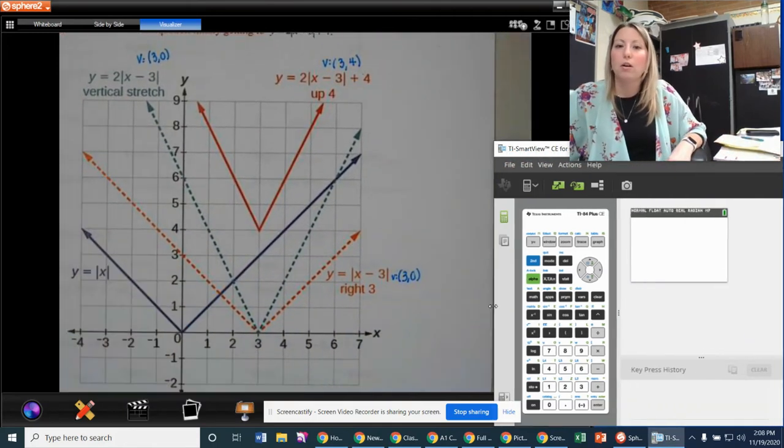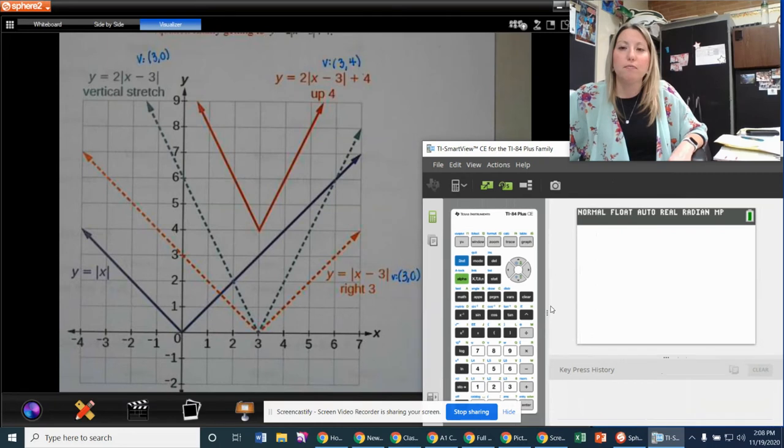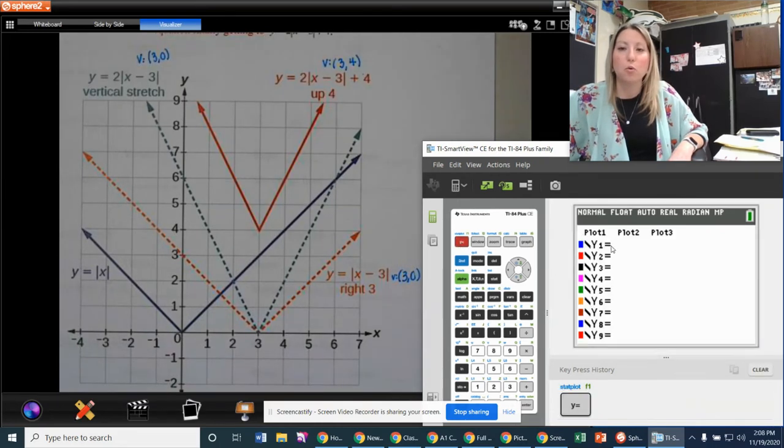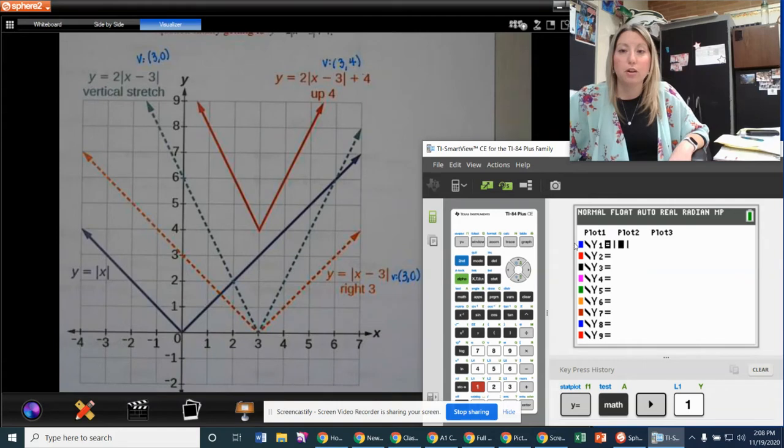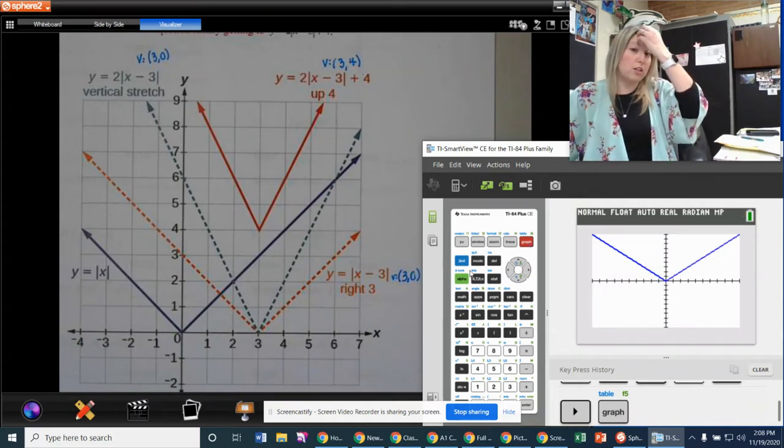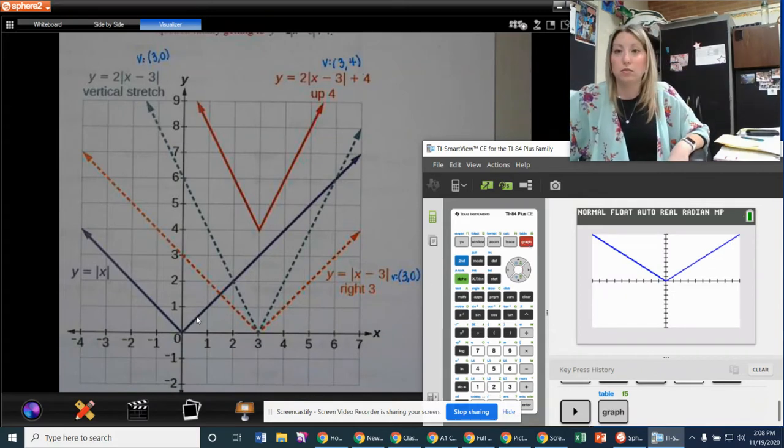Here we go. Right here inside my graphing calculator, I'm going to press y equals, and I'm going to graph my parent function first. So y equals, to get absolute value bars, you press math, you arrow right to number, and notice ABS, number 1 right here. There's my absolute value bars, and I'm going to put my x inside of it. Okay, this is my parent function. So I'm going to start by graphing this. And look, you see exactly what you see here. Okay. Now I'm going to type this one in.